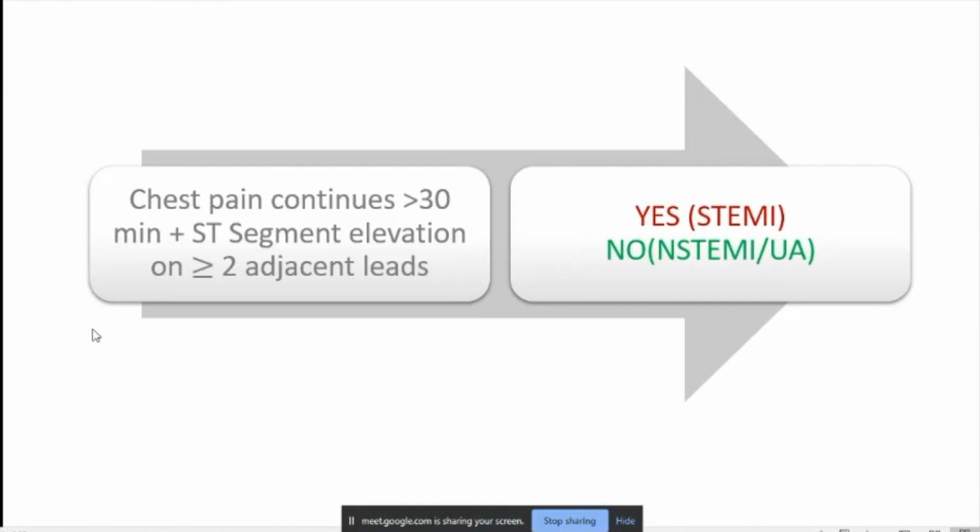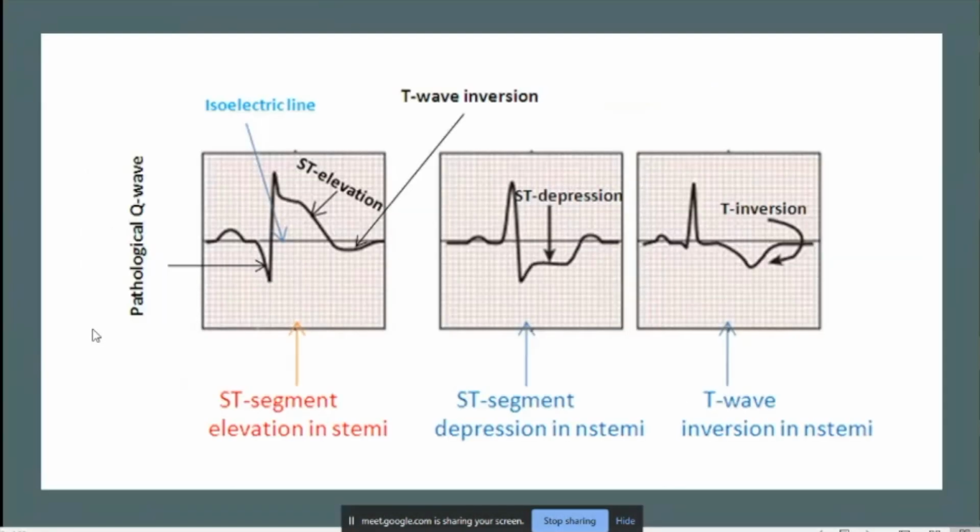So in the ECG, if there is an ST segment elevation, just not in one lead, it has to be 2 or more adjacent leads. So if it is yes, then it's STEMI. If it is no, that means the patient is having unstable angina or NSTEMI. All right.